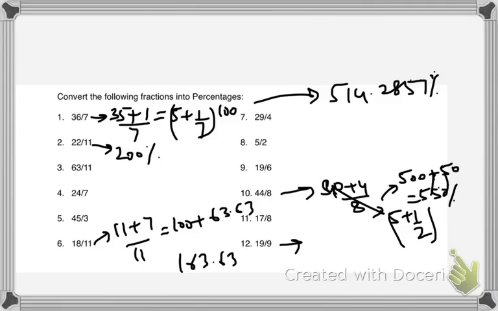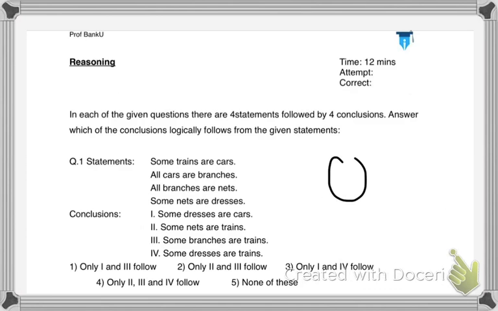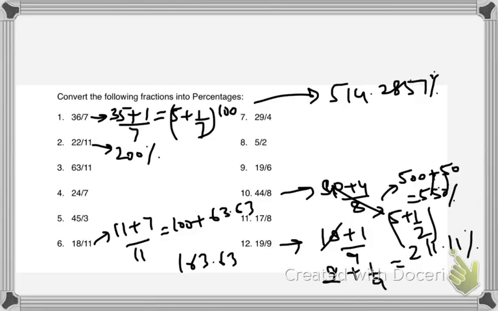Okay, so the last one that we are solving is 19 by 9. Now 19 can be broken into 18 plus 1 by 9. So 18 will give you 2, and 1 by 9. So overall it will become 211.11%. Okay, so this was your percentage to fraction and fraction to percentage conversion.